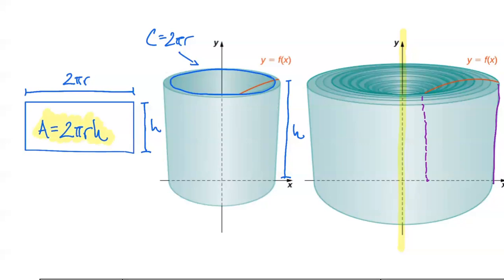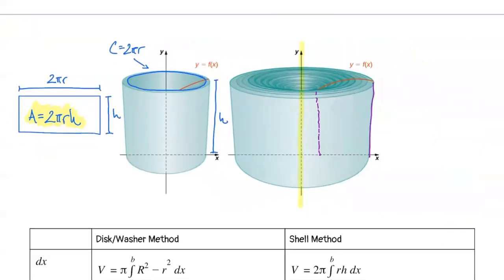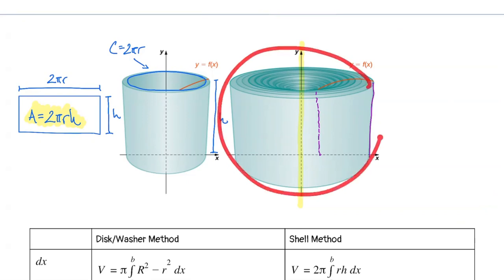We're not using pi r squared for shell method, because we're not slicing into circles. We are gonna use 2 pi r h because we're gonna divide the shape into a bazillion cylinders that are nested inside of each other. So we need to use an area formula that corresponds to the image that we're using.